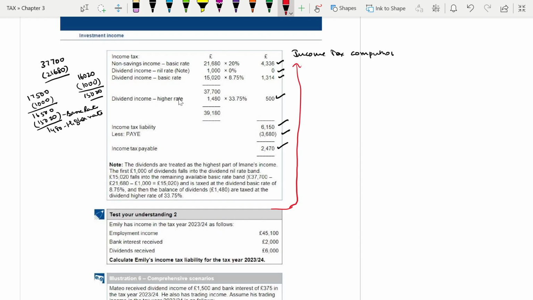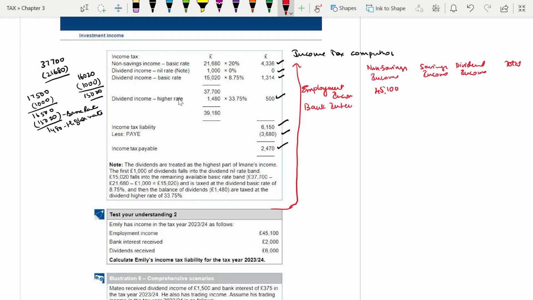Now, how much is the employment income you have here? Non-savings, is it right? Now you have non-savings, you have savings, you have dividend income, and you have a total. Savings income, non-savings income. Employment income, if you take into consideration, is going to be 45,100.